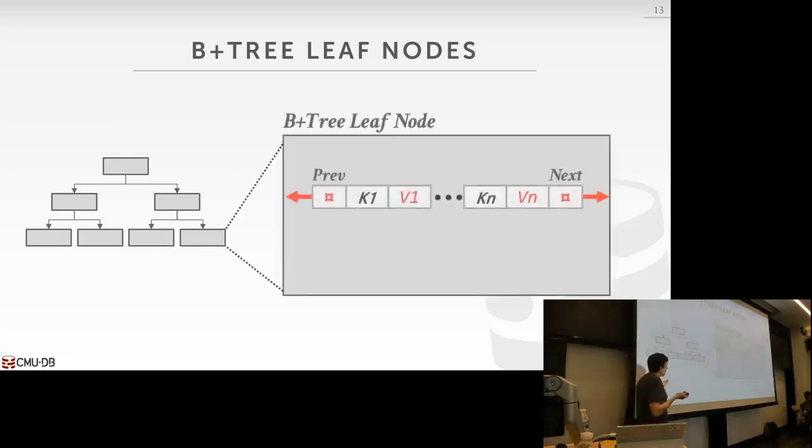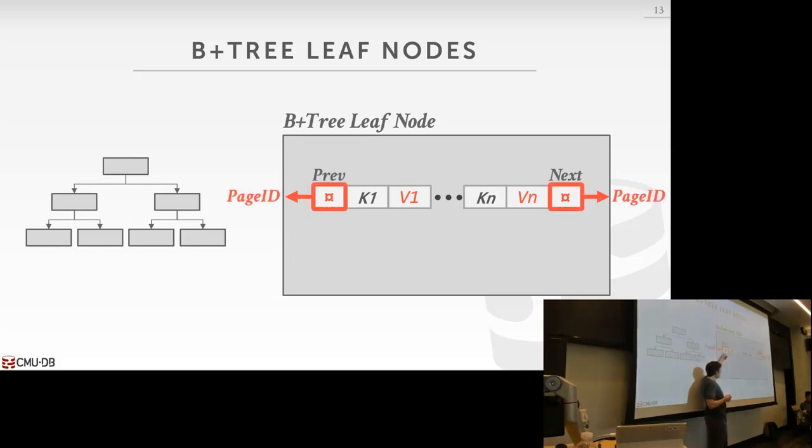Logically, you just think of it like this: you have this array, and you alternate with key-value pairs. This is typically how a lot of textbooks show what a B plus tree node looks like. The first thing to point out is, since this is the leaf node, we have pointers at the end and the beginning of our array to our siblings. This would be a node ID or page ID to allow us to go in either direction. Or if we're at the right side of the tree or the left side of the tree, it would just be null.